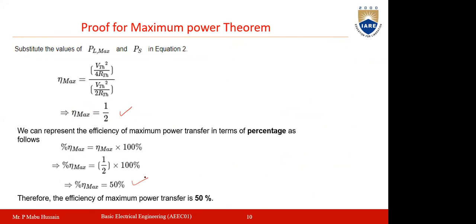So you have to remember the condition first: RL is equal to RS or R Thevenin. According to the maximum power transfer theorem, the maximum amount of power will be delivered to the load whenever the load resistance is equal to the source resistance. So for a linear two-terminal network, this source resistance we can take as the Thevenin's equivalent resistance. And the maximum power delivered to the load, PL, will be equal to V Thevenin square by 4 RTH.